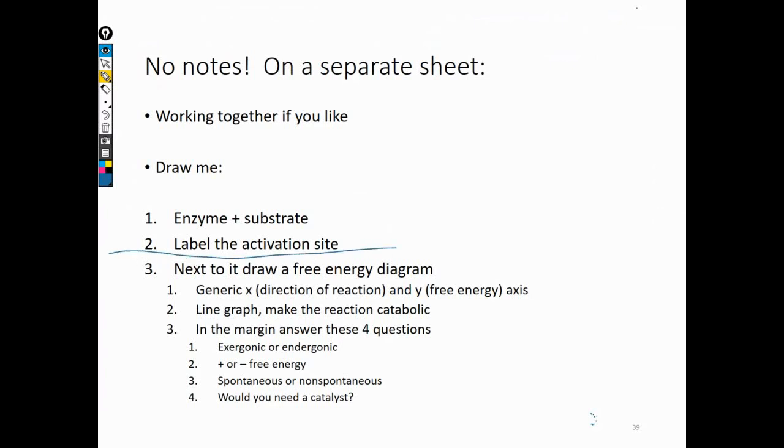Happier? Okay, craft me two drawings for real this time. All right, this first one. Okay, I want you to draw me an enzyme with a substrate, that starting molecule. Okay, and be sure to label me the activation site. Where is that? Okay. The second drawing.